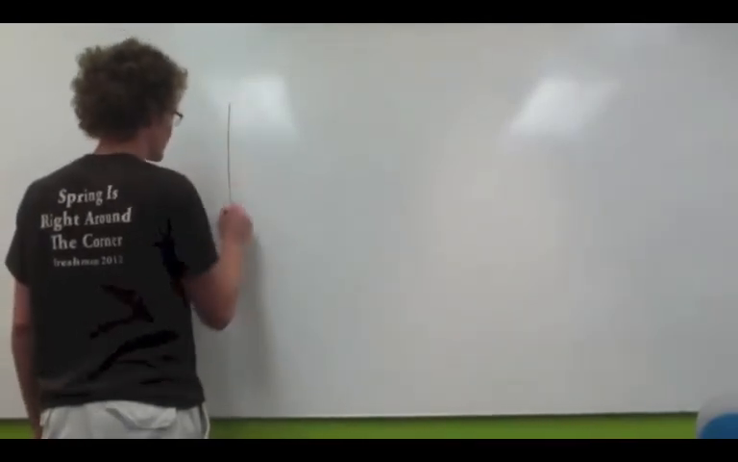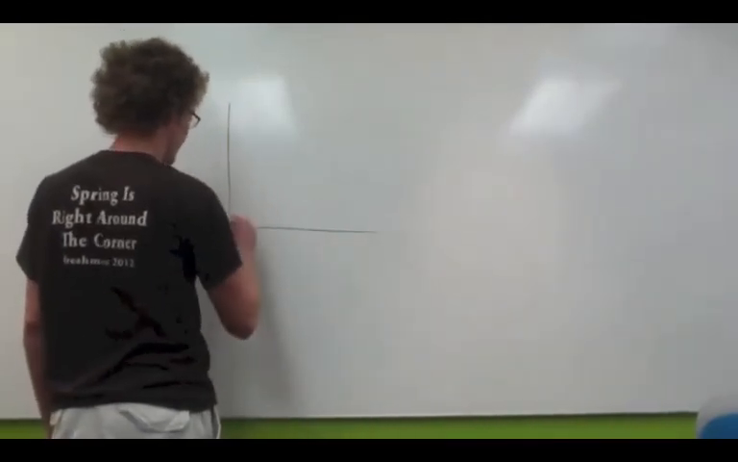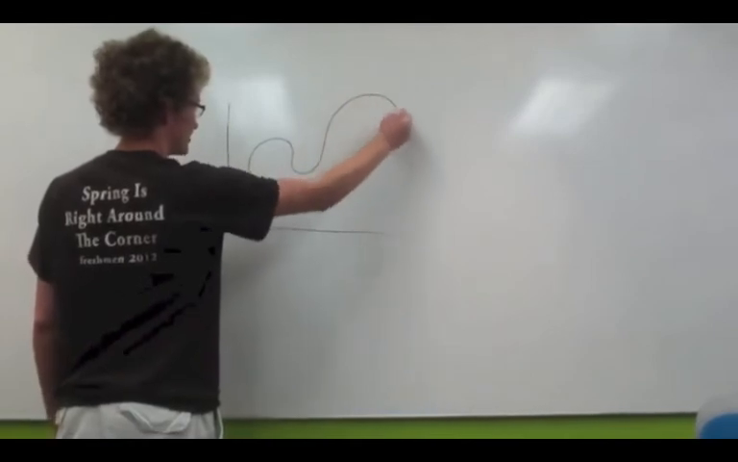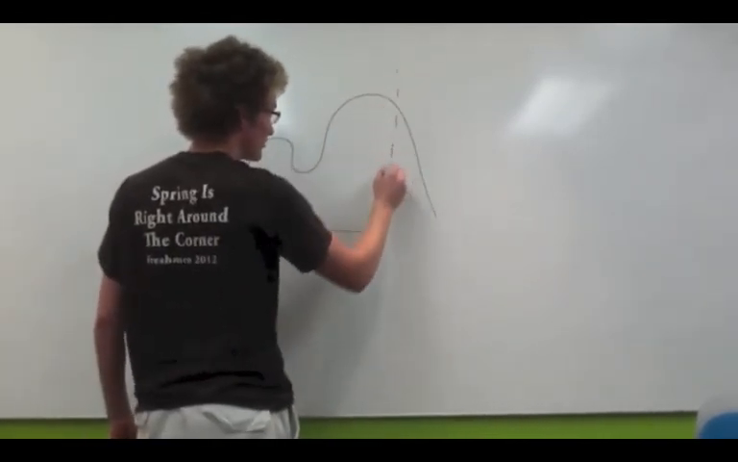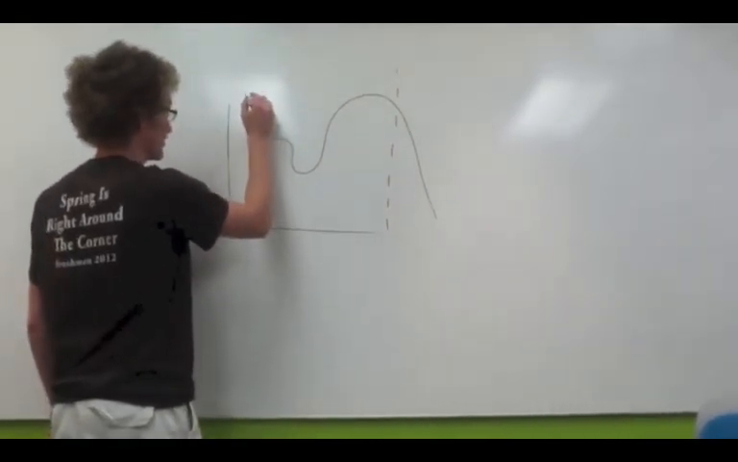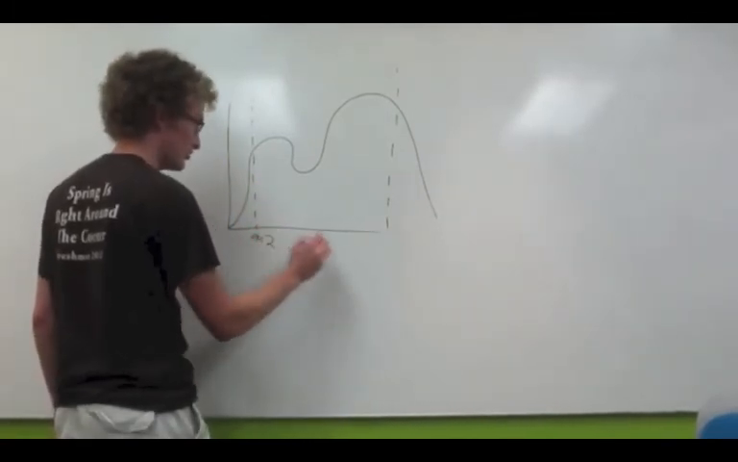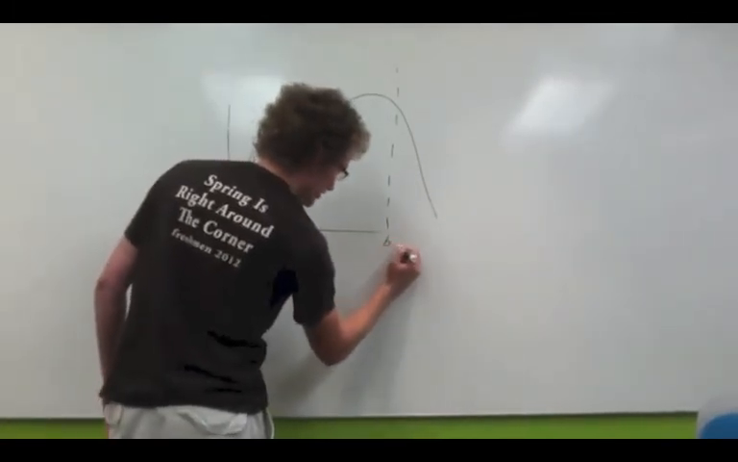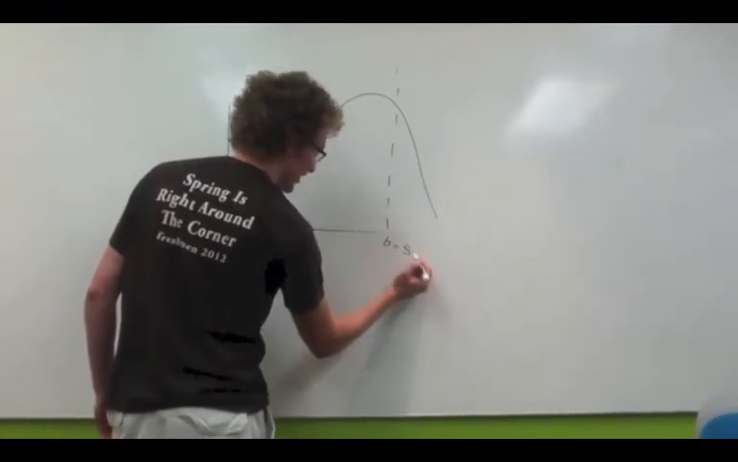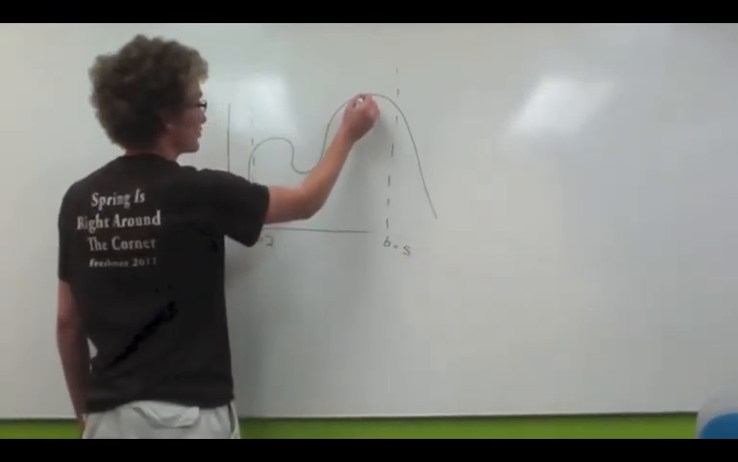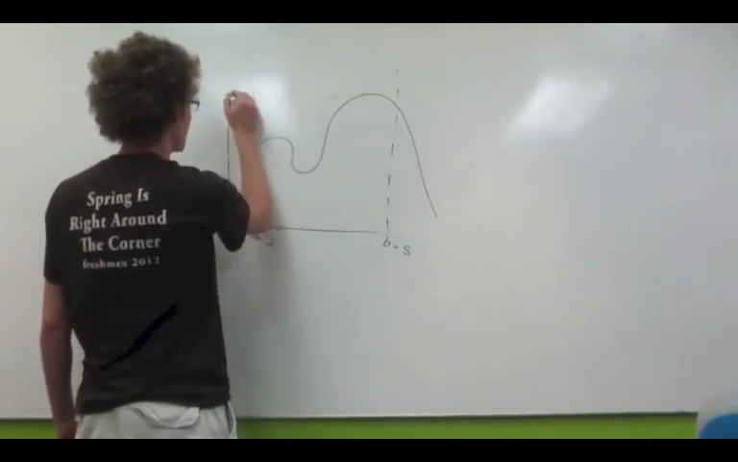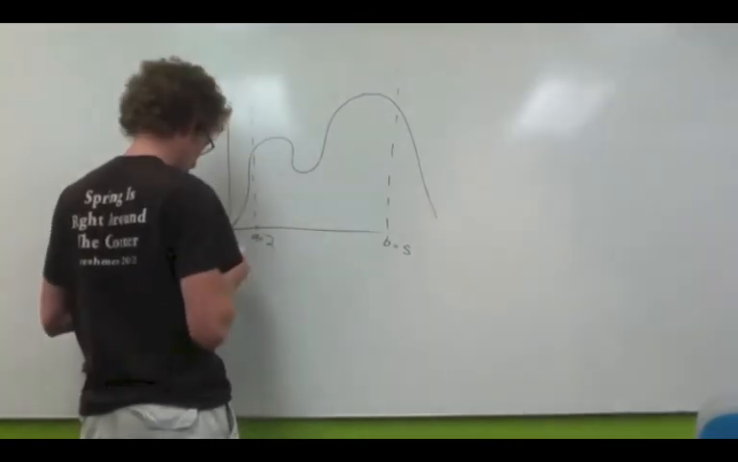Okay, let's work through another example. So I'm going to draw a graph of this function. And we'll take the integral from a equals 2 to b equals 5. And the maximum y value is going to be 10.